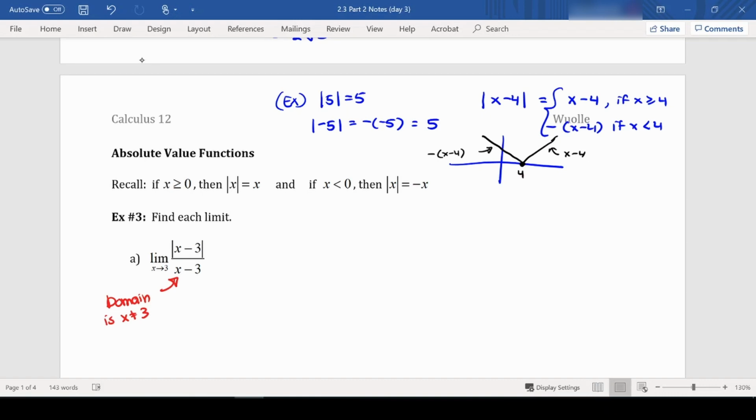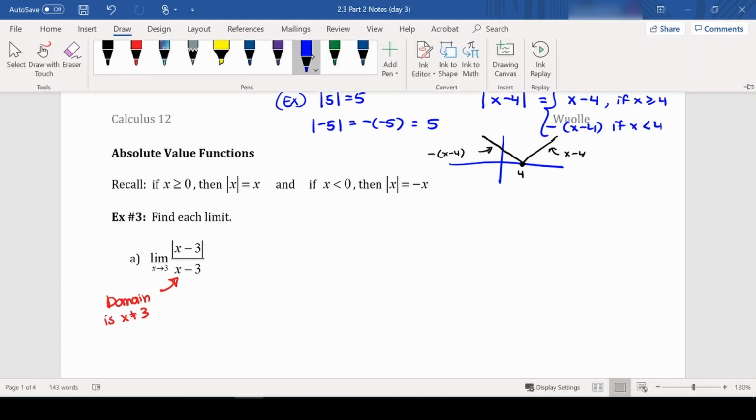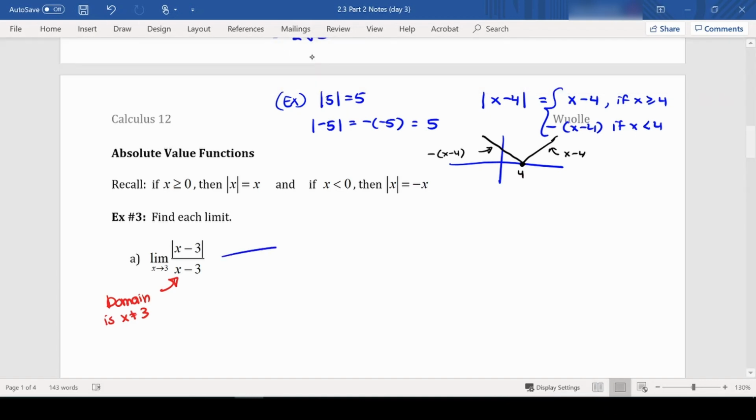What I have here is I'm approaching the point in our V, basically, where I switch direction of my absolute value. So I need to break this down into a positive case approaching from the right and a negative case approaching from the left. So I'm going to rewrite this as the limit as x approaches 3 from the right, absolute value over x minus 3, and the limit as x approaches 3 from the left, absolute value over x minus 3.